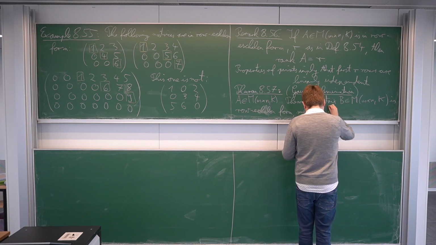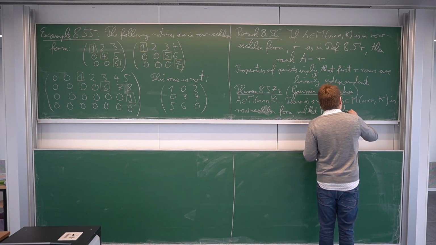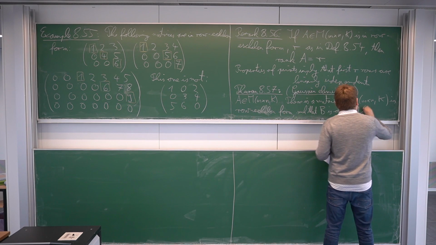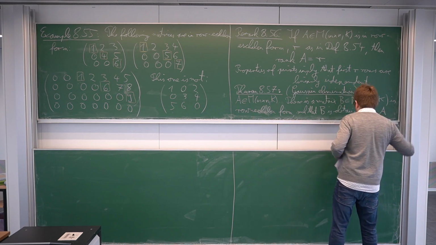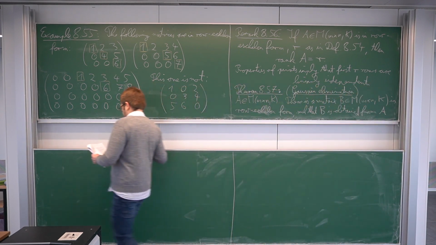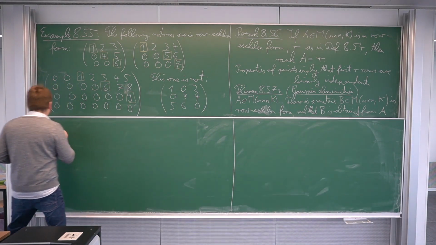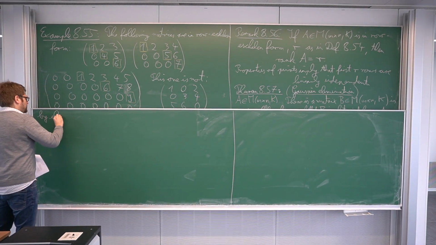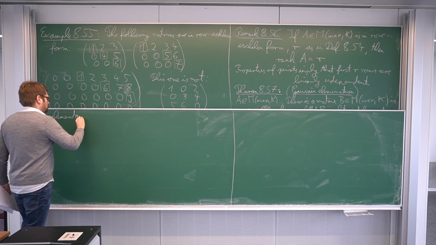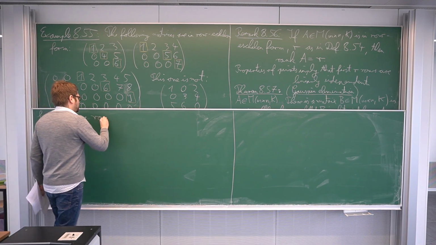B is obtained from A by elementary row operations.